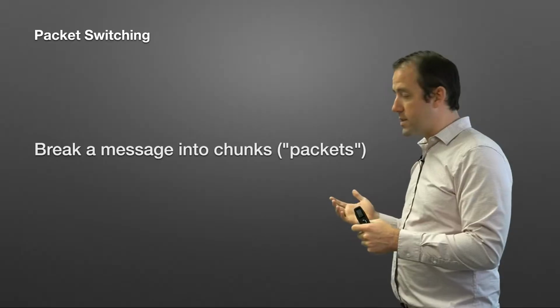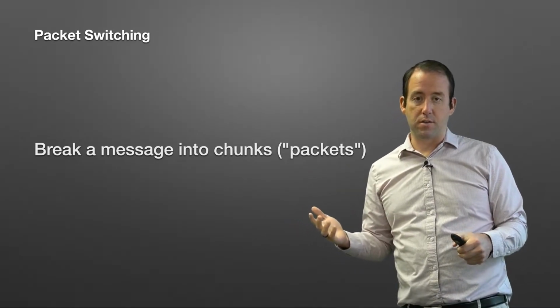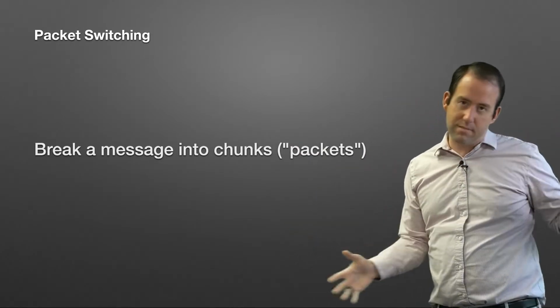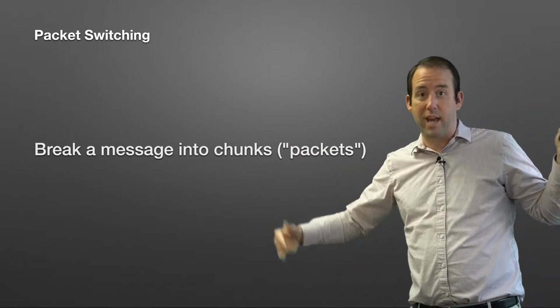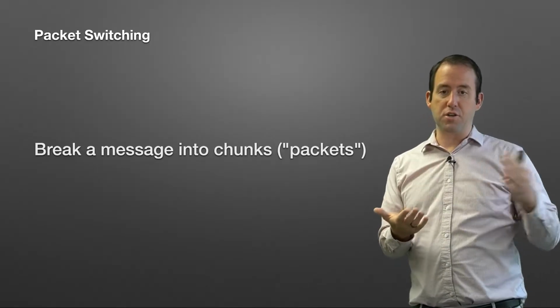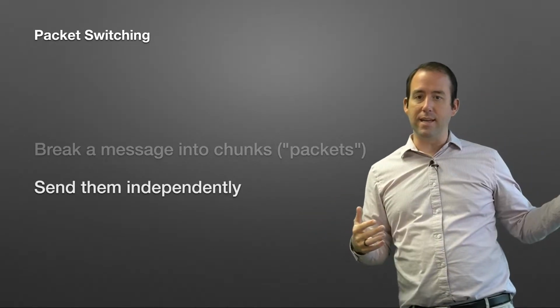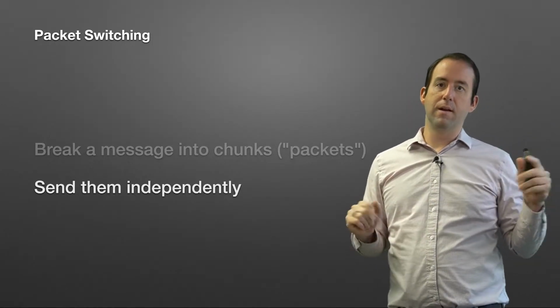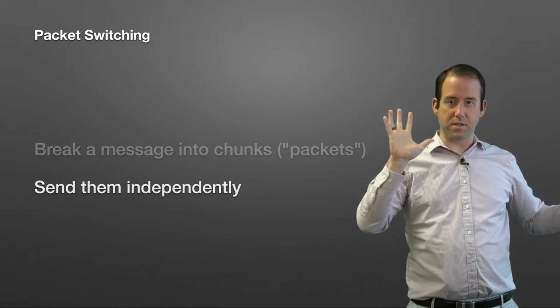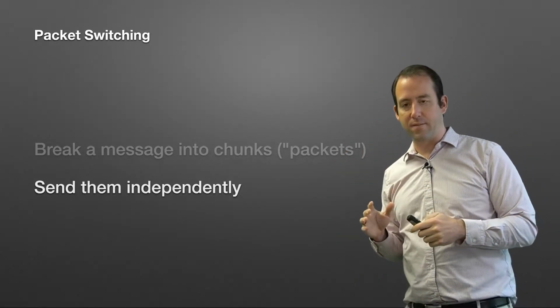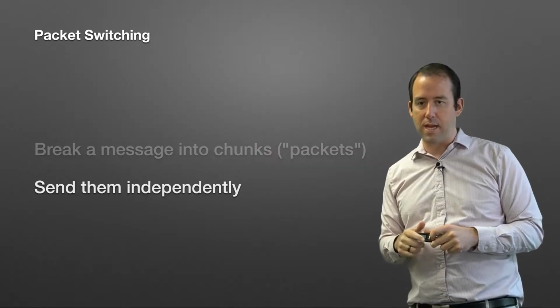It works by breaking a message into chunks. So you take a large message, an image or a movie or a piece of text, really anything, and break it up into chunks called packets. And those packets are then independently sent across the network. This network can take a bunch of different forms and shapes, and every single one of those packets can take a different path. I'll show you what that might mean.